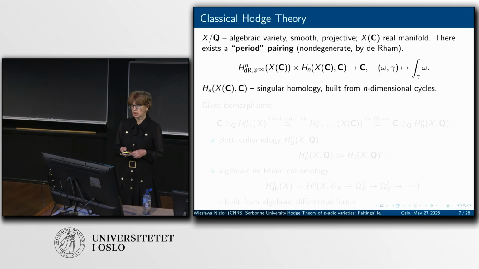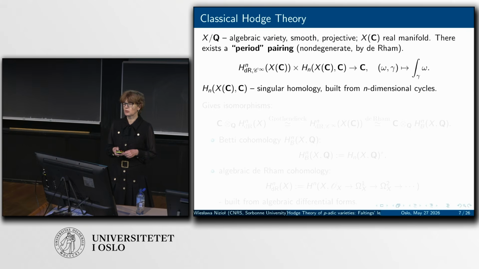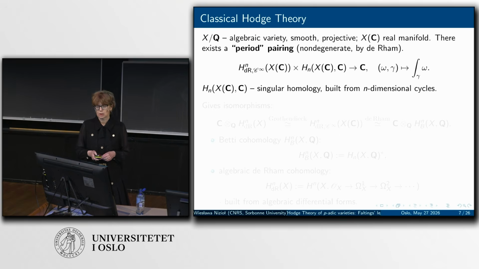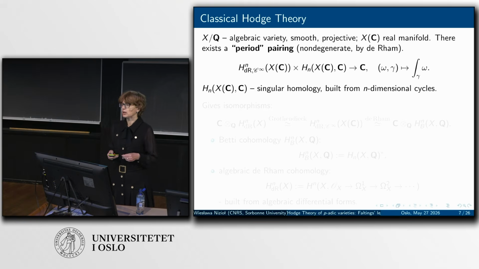I take an algebraic variety, smooth projective over rational numbers. I take the associated complex, real manifold, sorry. Look at the C points and think of it as a real manifold. Then we have a theorem of de Rham, which tells us that singular homology built from n-dimensional cycles pairs with de Rham cohomology defined by smooth differential forms. And this pairing is by integration, so a familiar pairing. And this pairing is non-degenerate.